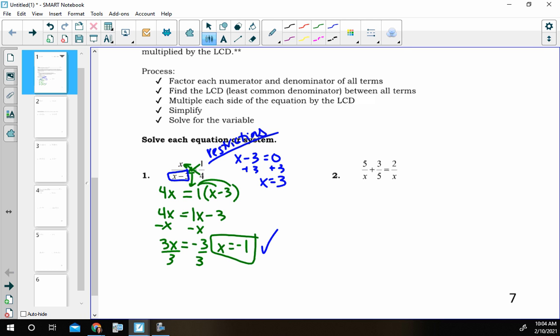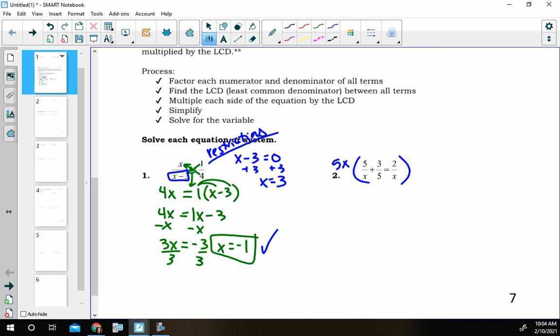Okay, the next one, I need common denominators to bring all that stuff together. So what we're going to talk about is the LCD, the least common multiple, the least things they all have in common that we can multiply. So what do I want all my bottoms to become? What do I need them all to have? So I need them all to have a 5, and I need them all to have an x. So what we're going to do is we're going to take this whole set, and we're going to multiply by 5x.